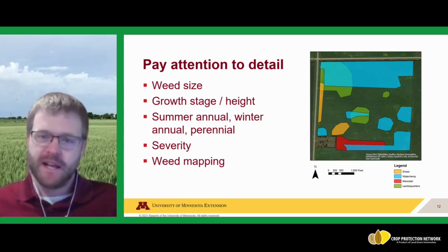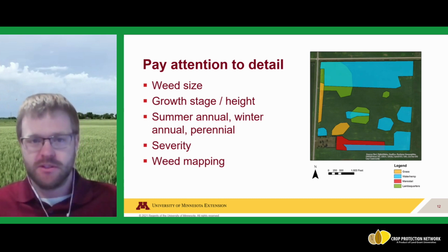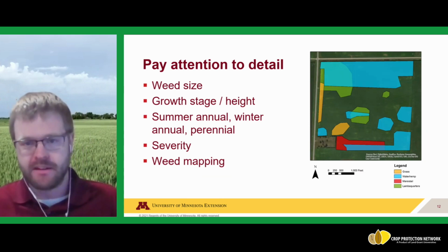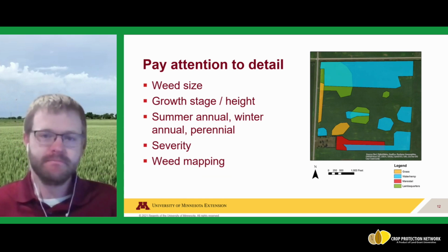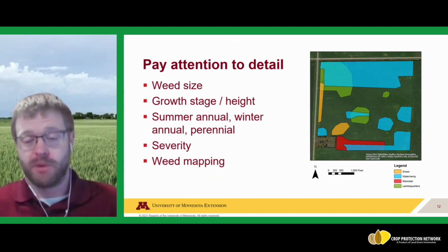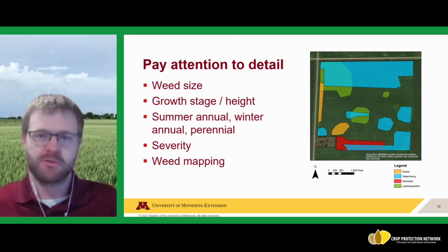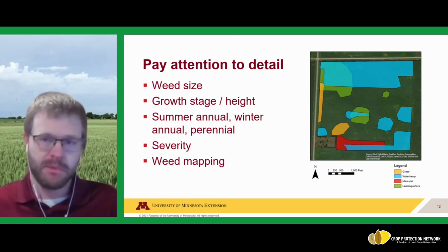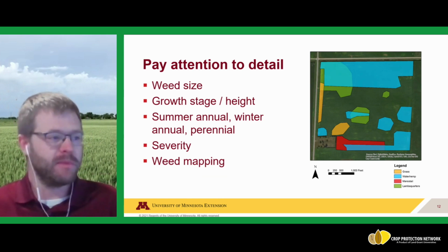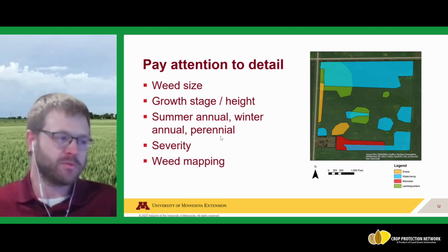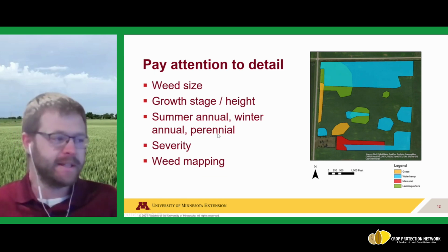When we're out in fields scouting, though, there's a lot of other things we need to be paying attention to. And it really kind of feeds into how we're going to manage those weed populations. So weed size, growth stage, or the height of those weeds is going to be important. When we talk about controlling weeds, it's typically much easier when they're smaller. So especially when chemically controlling weeds, getting them when they're below that 4-inch mark is going to be really essential to getting good control in many cases. Paying attention to what type of growth habit they have: summer annuals, winter annuals, or perennials.